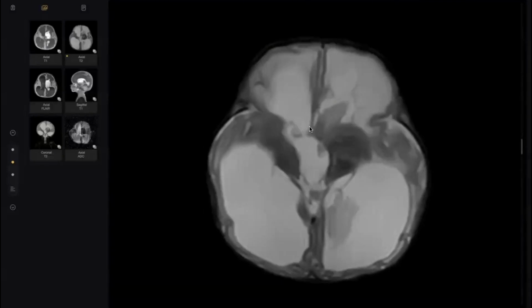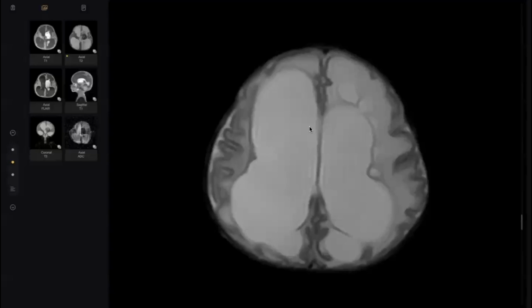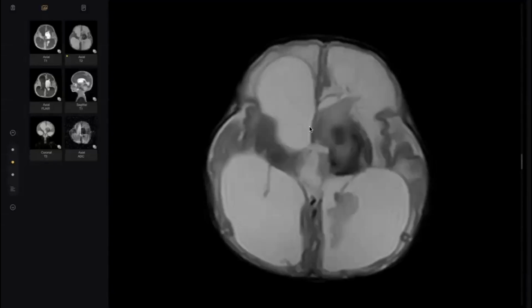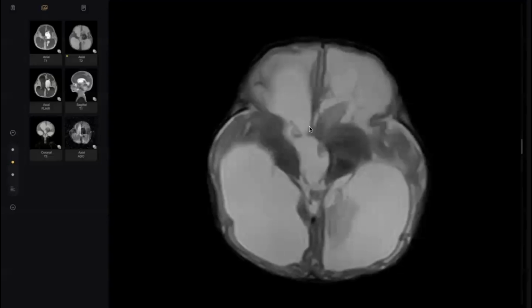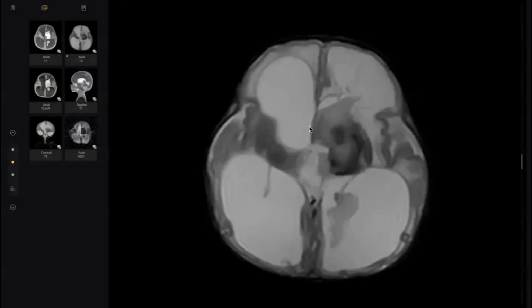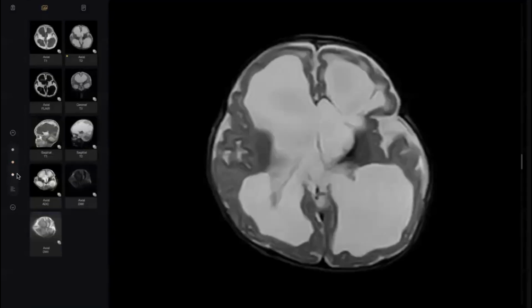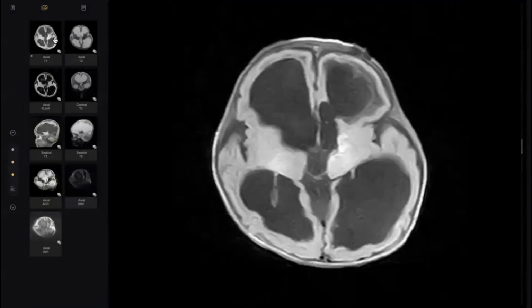So, what does it mean? It means it may be blood. Excellent. Intraventricular blood with marked ventriculomegaly. What is your diagnosis? This is intraventricular hemorrhage causing obstructive hydrocephalus.